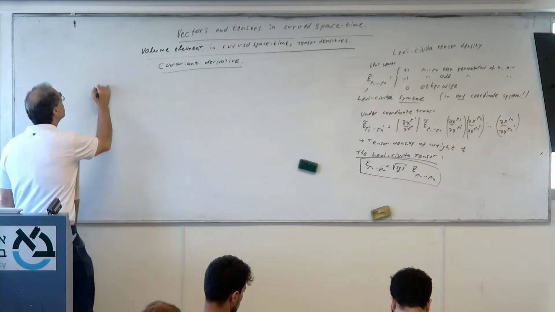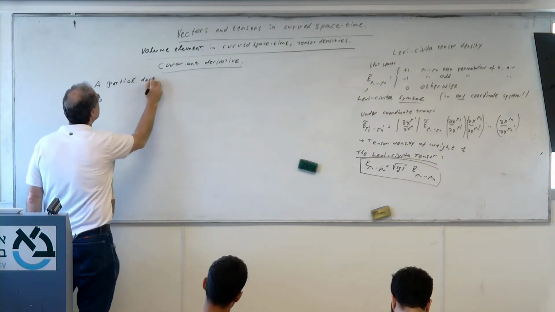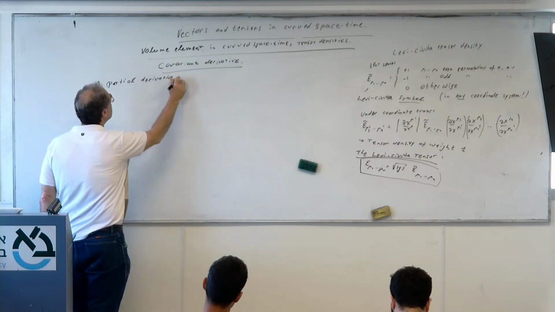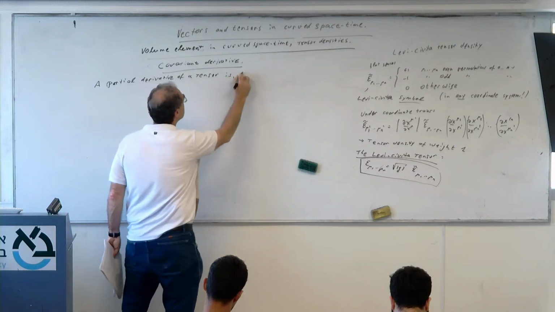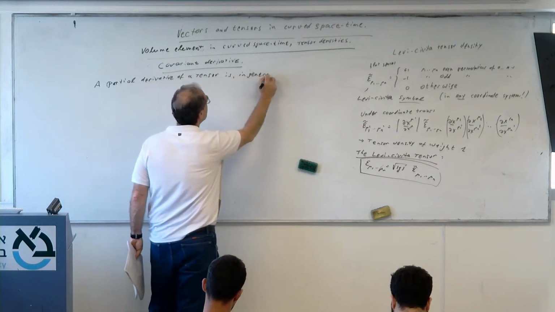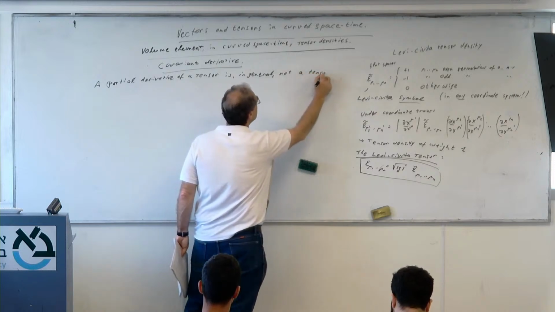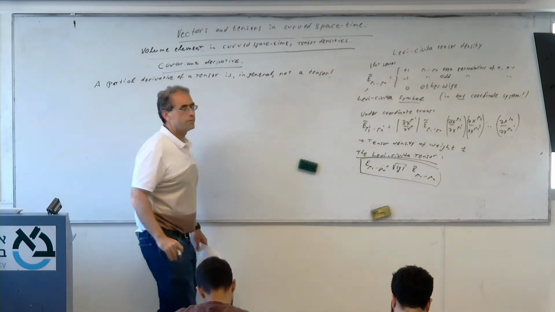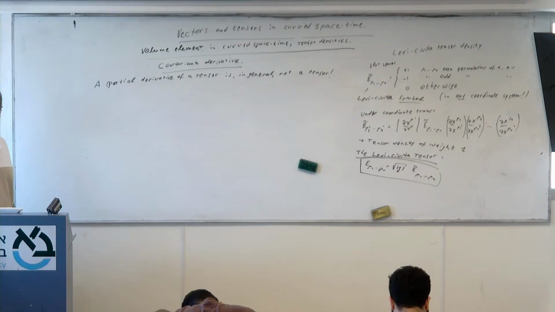A partial derivative of a tensor is in general not a tensor. That's a major problem if you are to write equations using tensors.